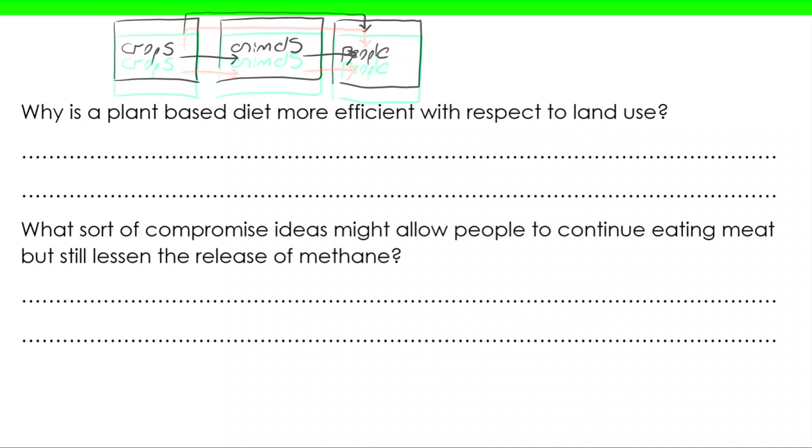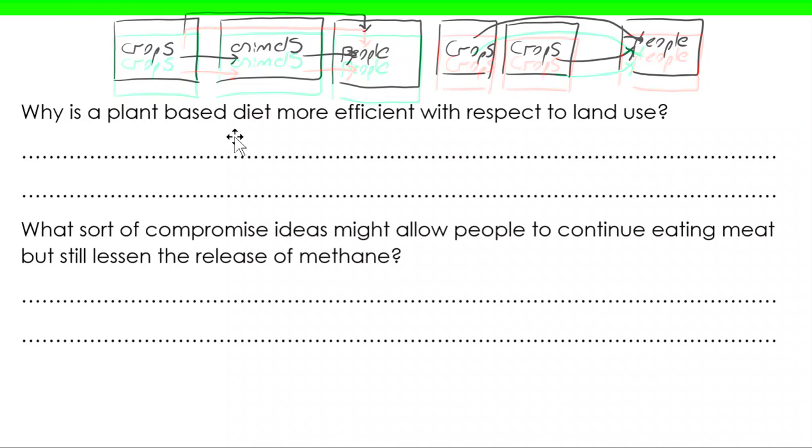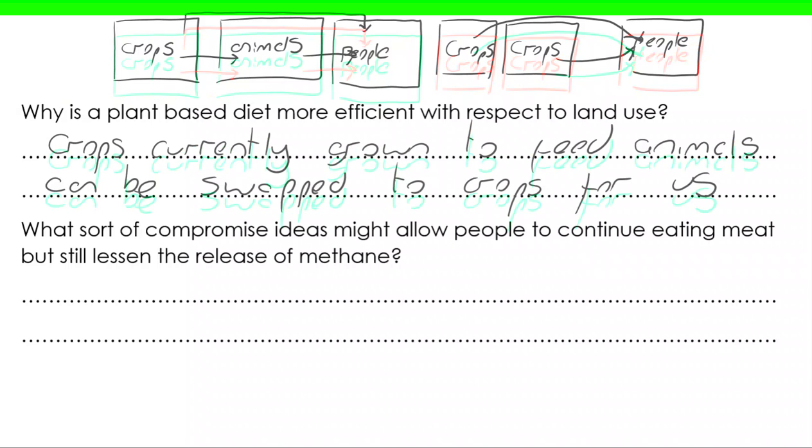Some of the crops go to the people. But if I have people and I have, instead of animals, crops in both fields, all of those crops go to the people. Far more efficient. Crops currently being grown to feed animals could be swapped to crops grown for us. And what sort of compromise might allow people to continue eating meat but still lessen the release of methane?